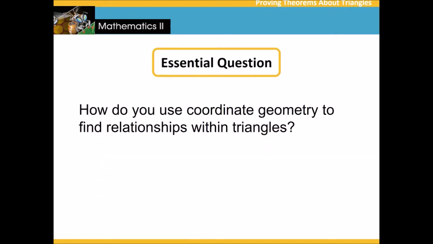Here's our essential question. Make sure to write this down. How do you use coordinate geometry to find relationships within triangles?